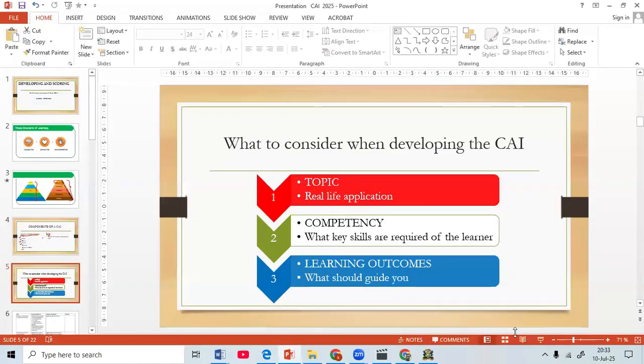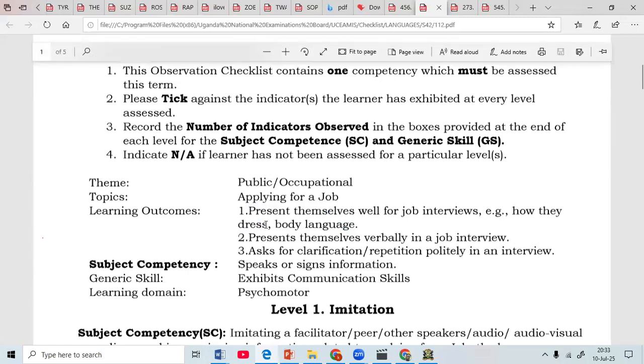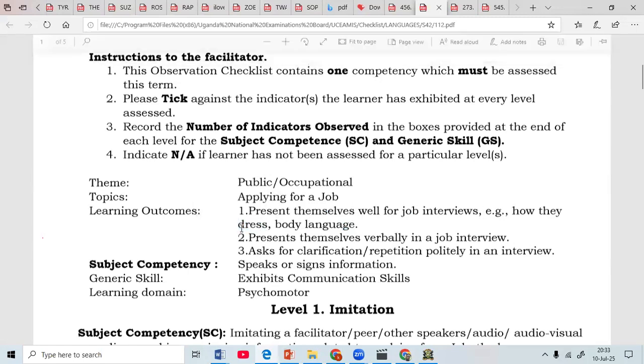Then number 3 are the learning outcomes. The learning outcomes will always guide you on what is expected at the end when you have carried out the activity. Take an example. This is English. We expect that they are able to present themselves well for job interviews. So here, as a teacher, check how they dress. I expect, for schools that allow children to wear different clothes on Sundays, let the child present herself the way she would when going to an interview.